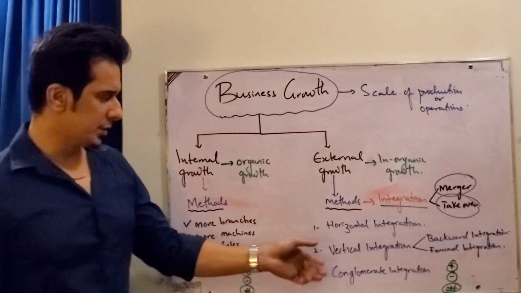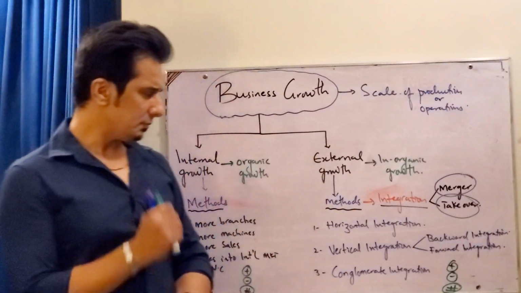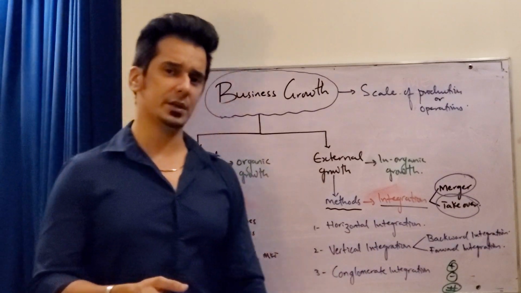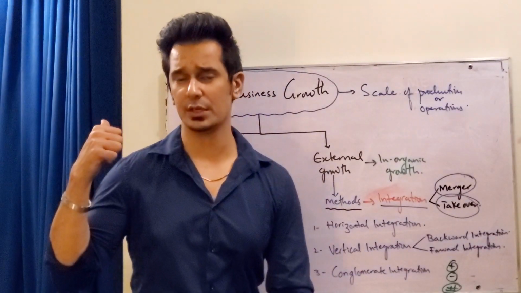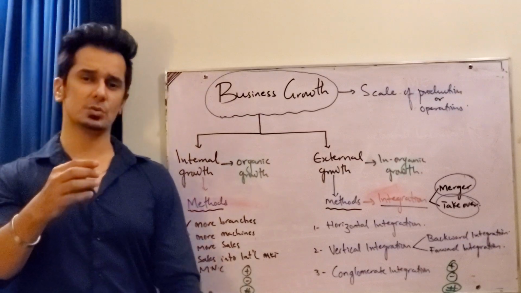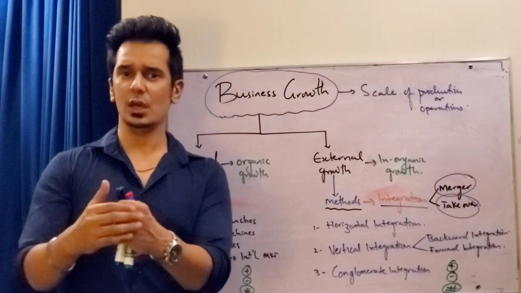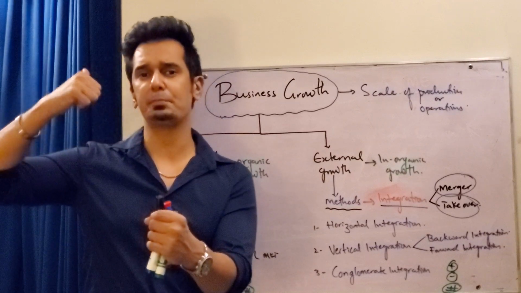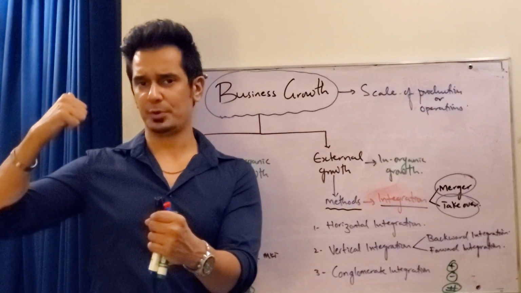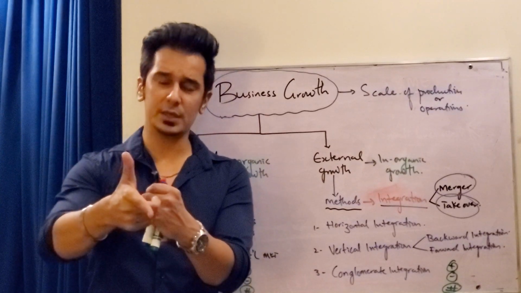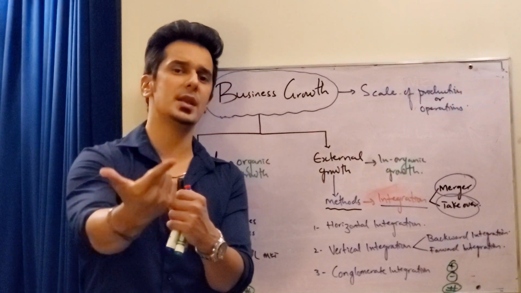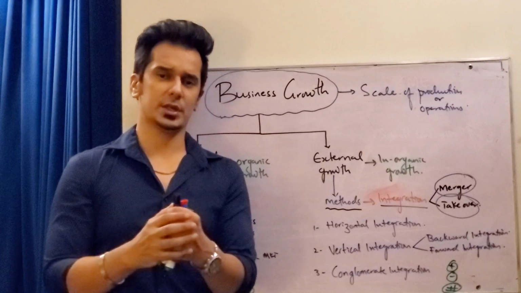Okay, if we move on towards vertical integration, what can be vertical integration? Vertical integration is divided into two: vertical backward integration and vertical forward integration. What is vertical backward integration? When a firm integrates in the same industry but at the previous stage of production. Vertical forward integration is when a firm integrates in the same industry but at the next stage of production.